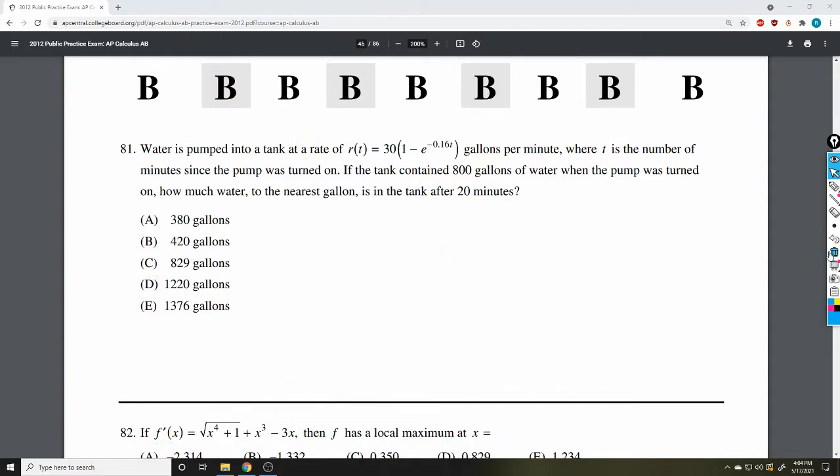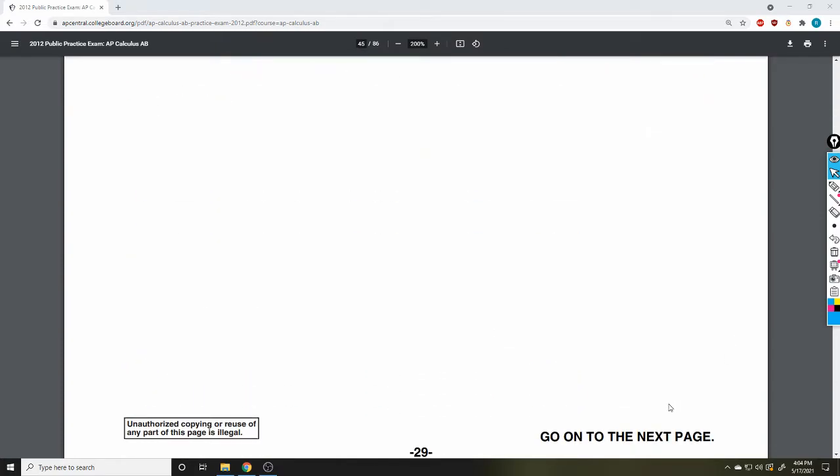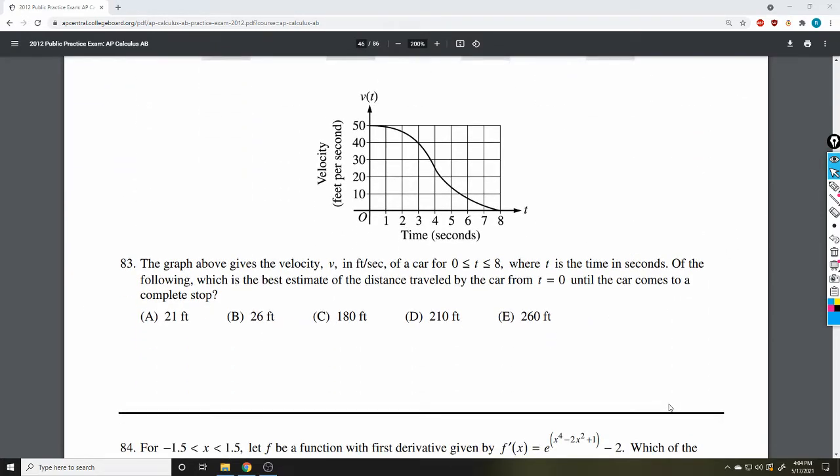Next page. The graph is showing velocity. What's the best estimate of the distance traveled from T equals 0 until the car comes to a complete stop? Well, the car comes to a complete stop at 8, since that's where the velocity is 0.